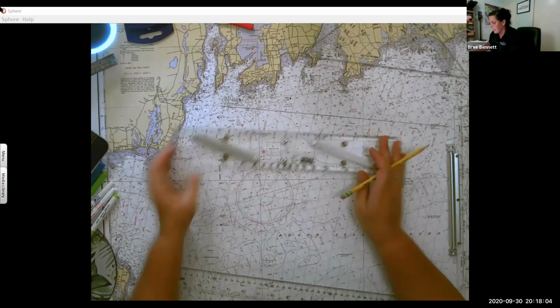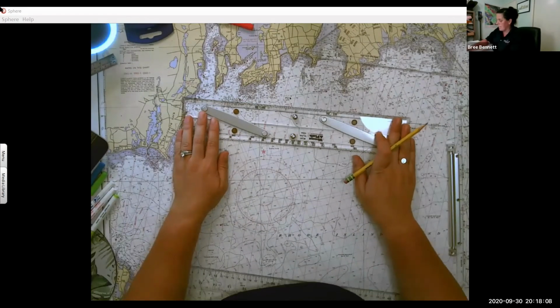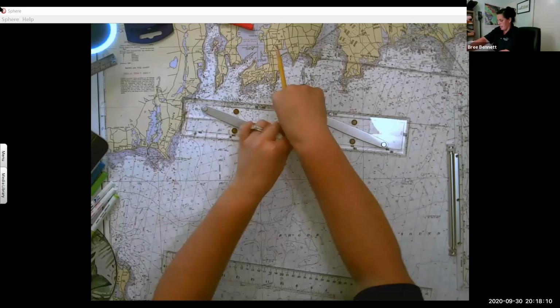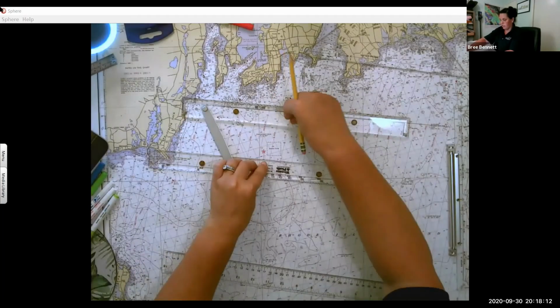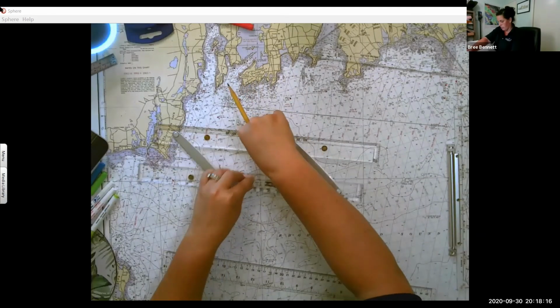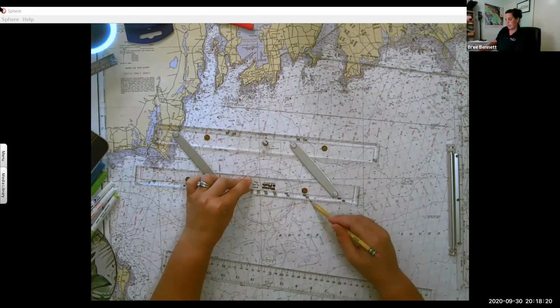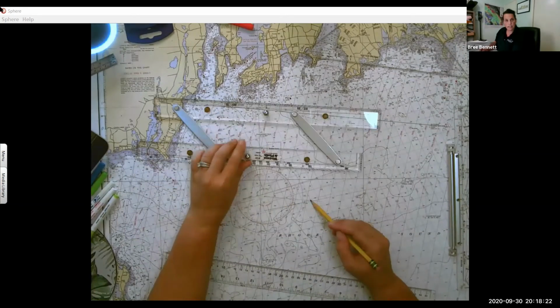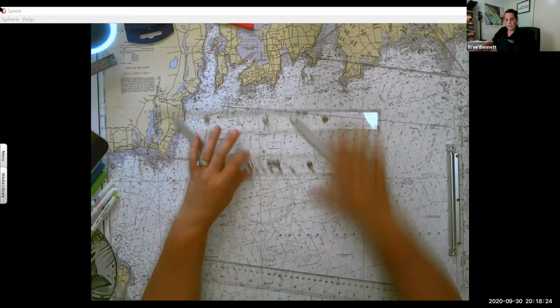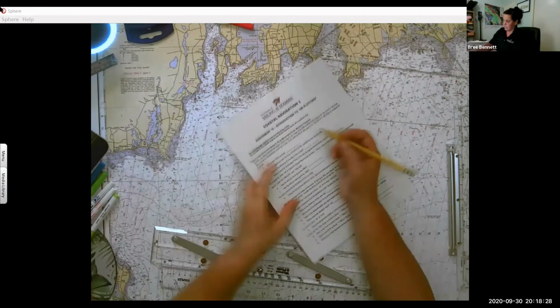Same idea with the parallel plotters. I line up that black line right on the line we're looking at, and then I parallel down using the shifting of weight on either ruler till I get to the center of the compass rose, and then I could read what my course is. So my true course was, what do I have, 096.